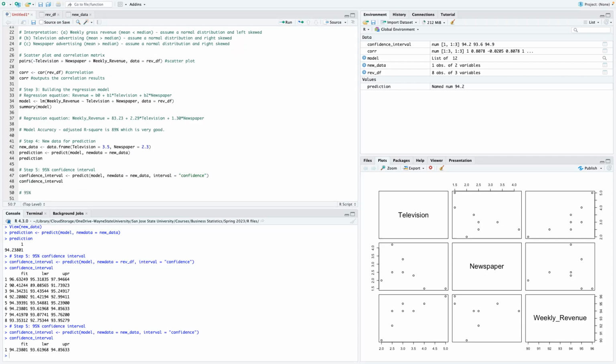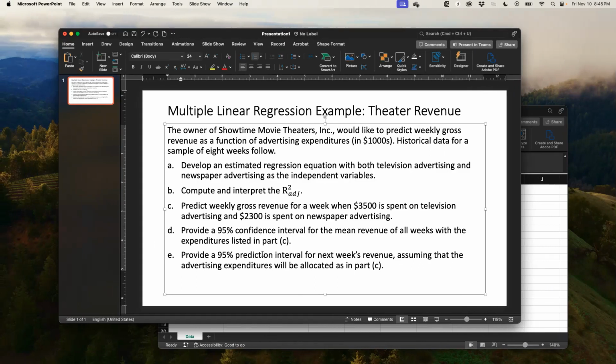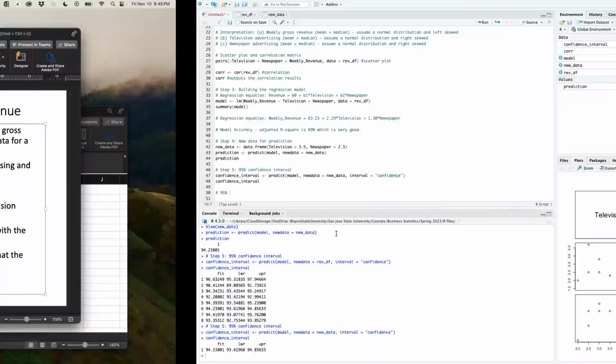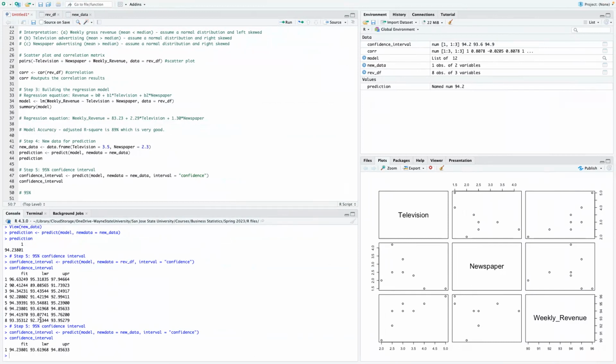All right, so the last one is to look at the prediction interval. So this one is the prediction interval for next week's revenue, right? Before I go into there, just remember, the first one was the 95% confidence interval for the mean revenue. So on average, for week 9, the company would be looking at making between $93,000 to $94,856. That's when you look at the average weekly gross revenue coming in.